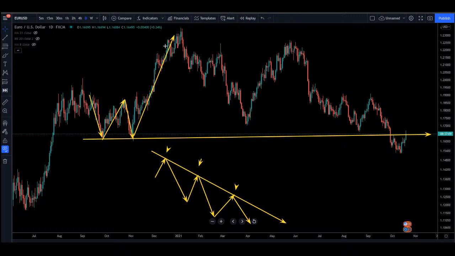Something like this one. Look at this one. That was an important trend line. The price touched it here, here, here, and here. Can you see that?